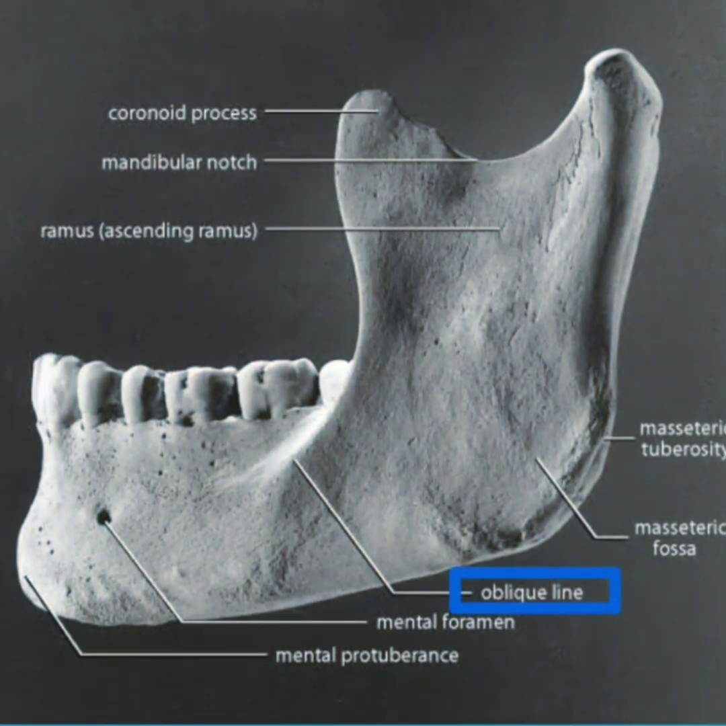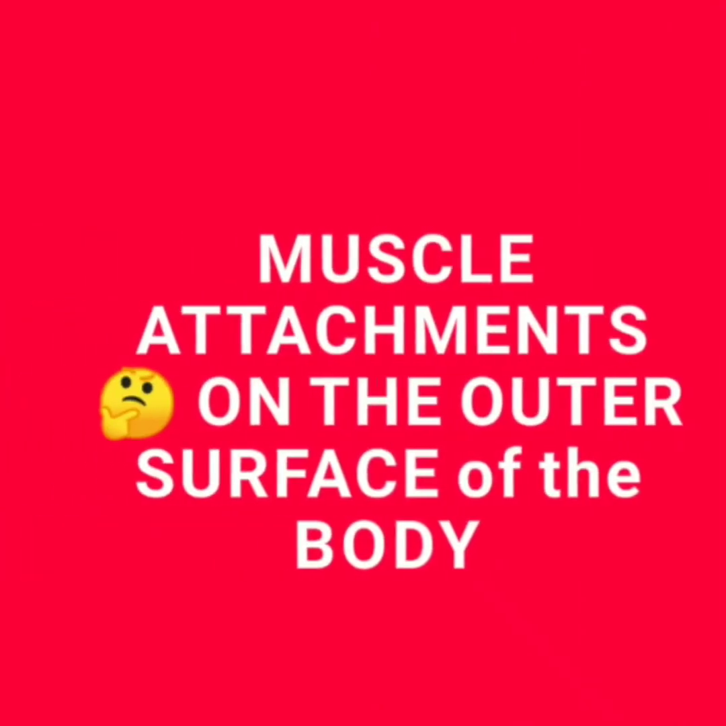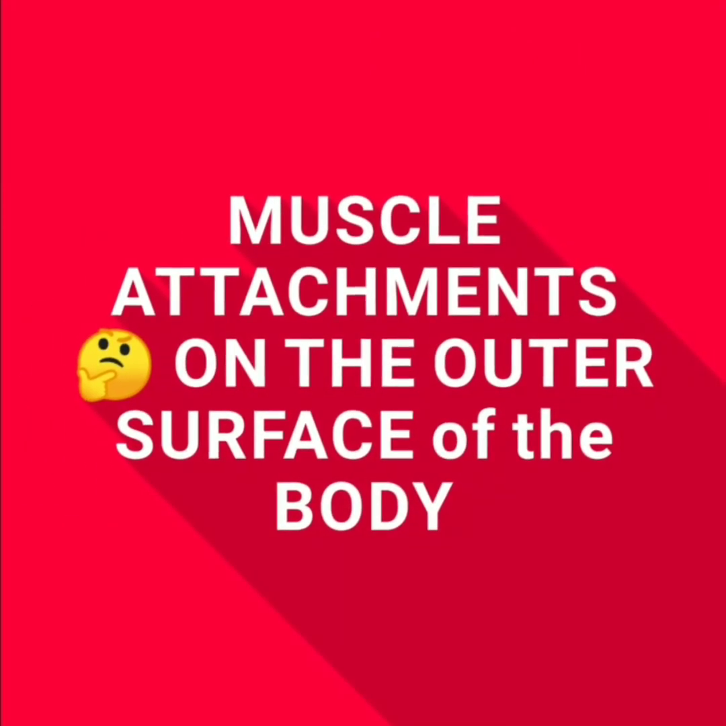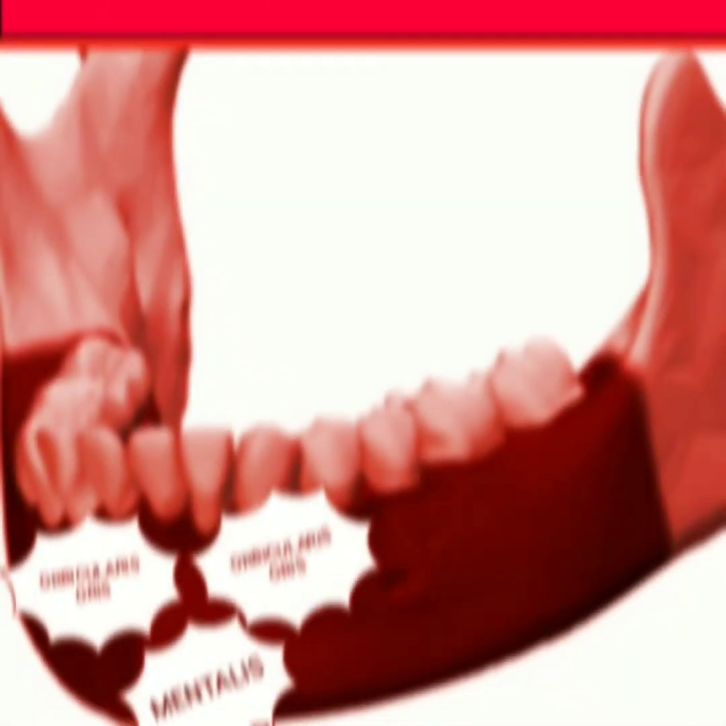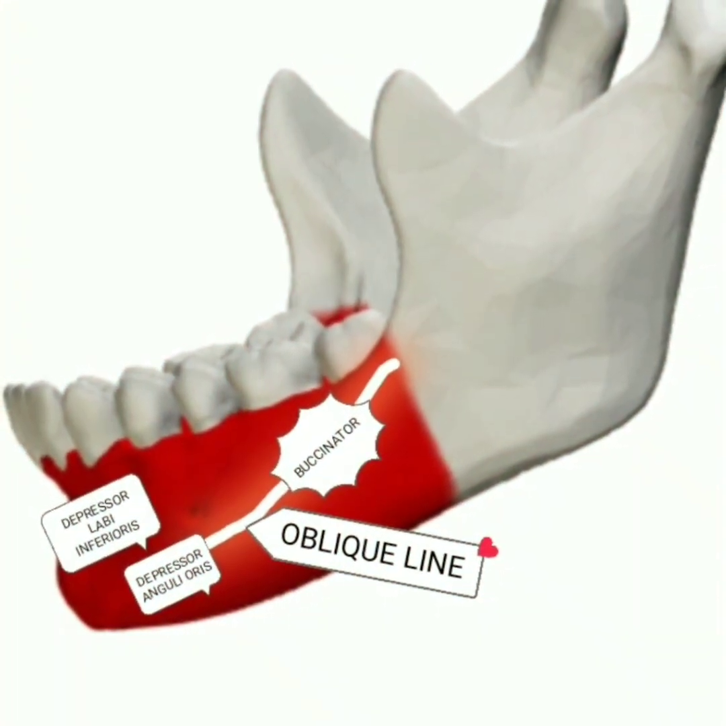An oblique line is seen on the outer surface of the body, extending from the anterior border of the ramus. Muscles attached on the outer surface of the body include orbicularis oris, mentalis, buccinator, depressors of the lower lip, and occasionally risorius.